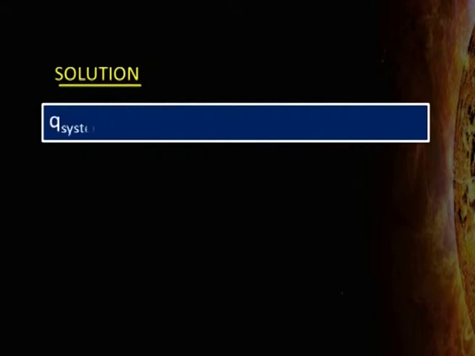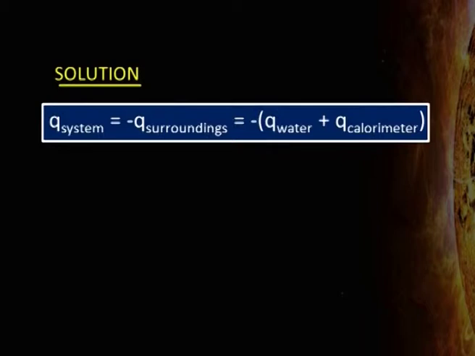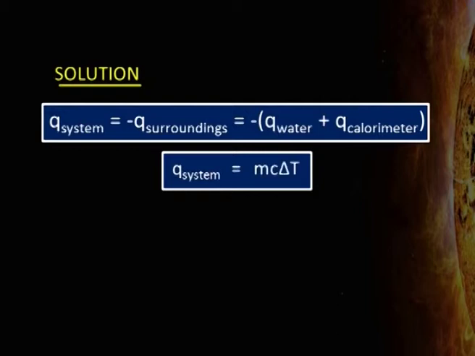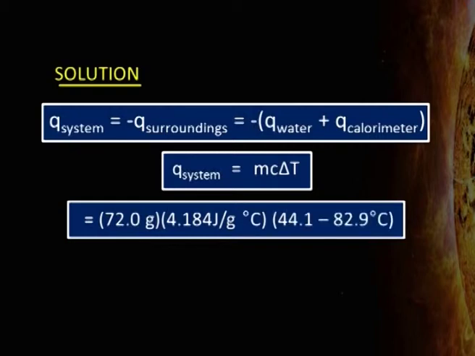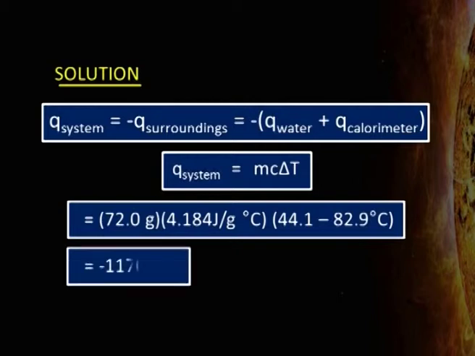Now, heat for the system will be equal to minus heat for the surroundings. Surroundings is water and calorimeter. So, Q system will be equal to minus (Q of water plus Q of calorimeter). So, Q of system will be equal to mass of hot water multiplied by specific heat capacity multiplied by delta T for the hot water. This will be equal to 72 grams multiplied by 4.184 multiplied by (44.1 minus 82.9), and we will get minus 11700 joules.